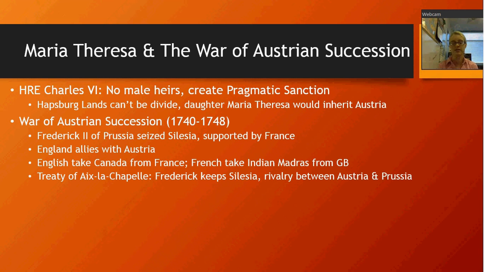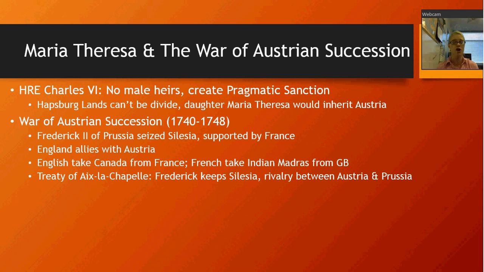The war, as it often does, spills over into some of the colonies as well. It's called King George's War in North America, and it is during this time that the British begin taking Canada away from France. Also, the French take an Indian territory called Madras away from Great Britain, so we're seeing kind of some back and forth.